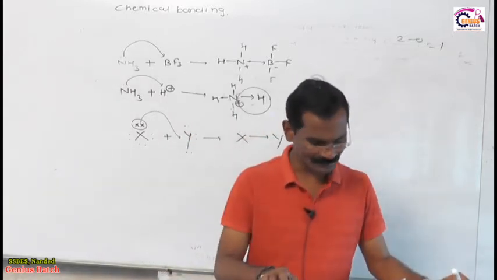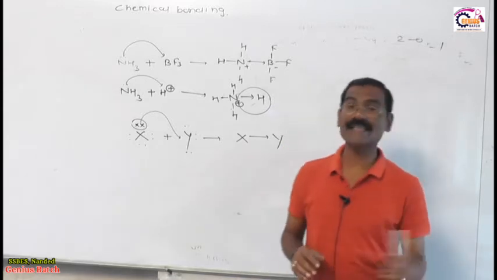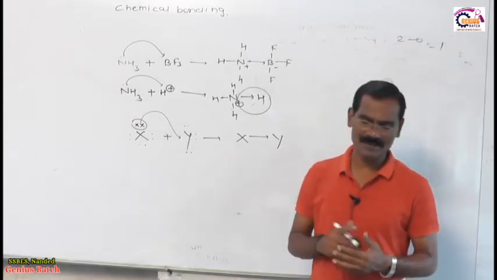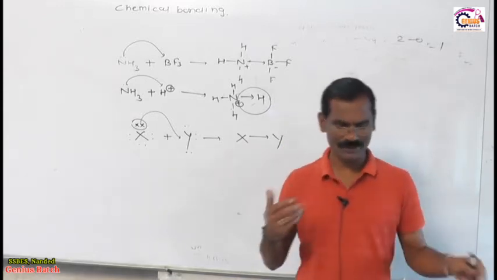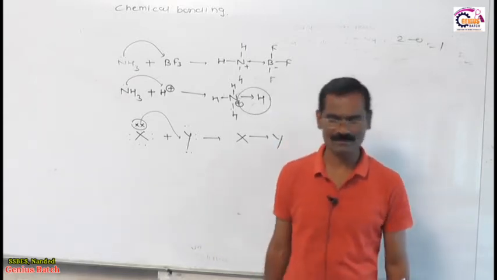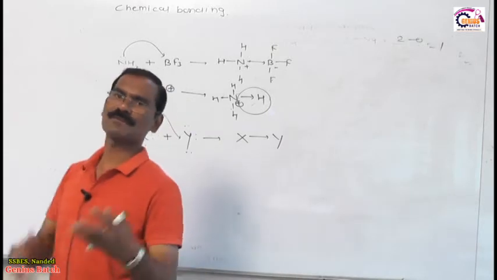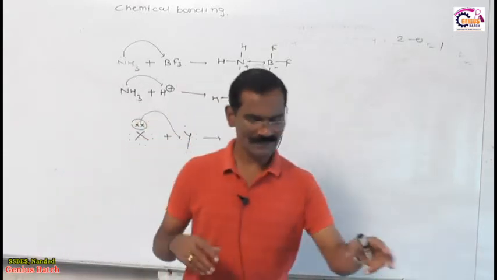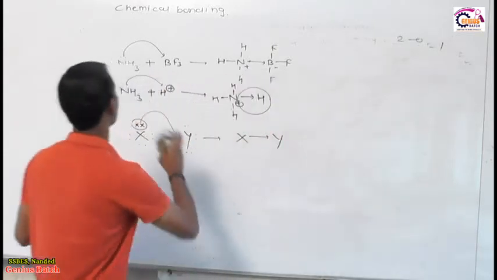As per my idea, this is nothing but a dative bond. This bond is also called a donor acceptor bond or dative bond. So as per my idea, you don't have any problem with the coordinate bond. Now we are shifting toward the next bond, which is called the hydrogen bond.